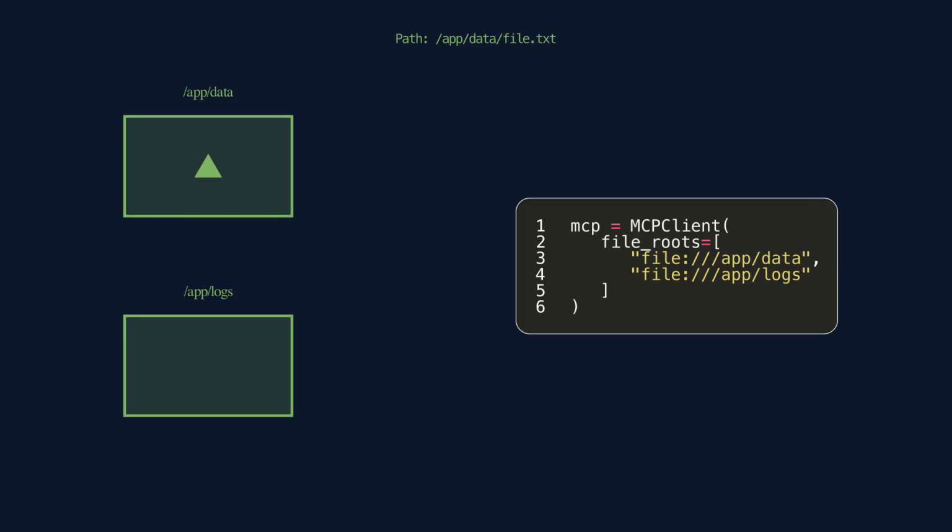The cool thing about routes is that they are dynamic. If a user drags a new folder into your app, the client sends a list changed notification. This signals the server to rescan its boundaries, instantly updating the agent's context without restarting the connection.